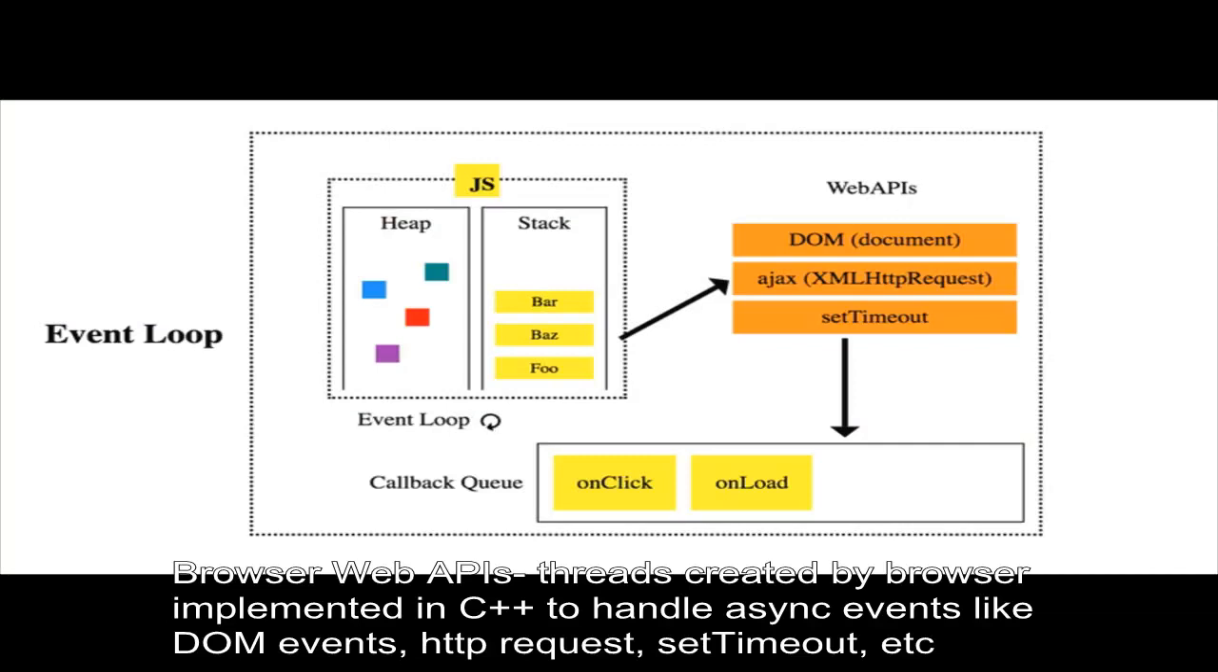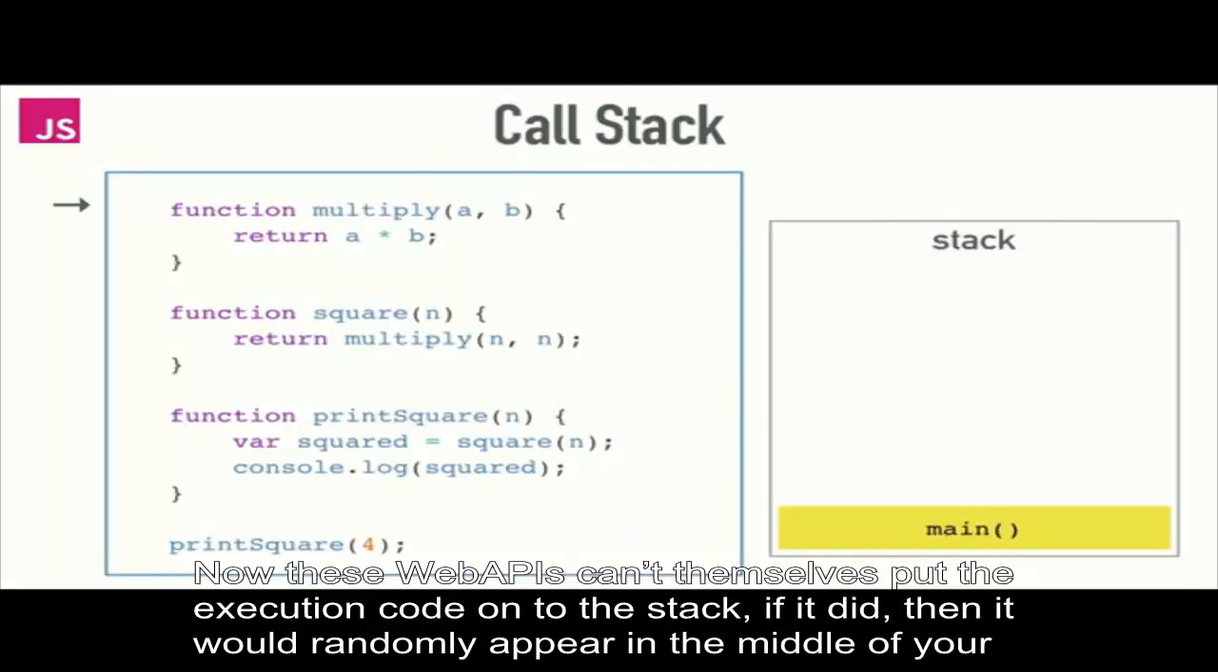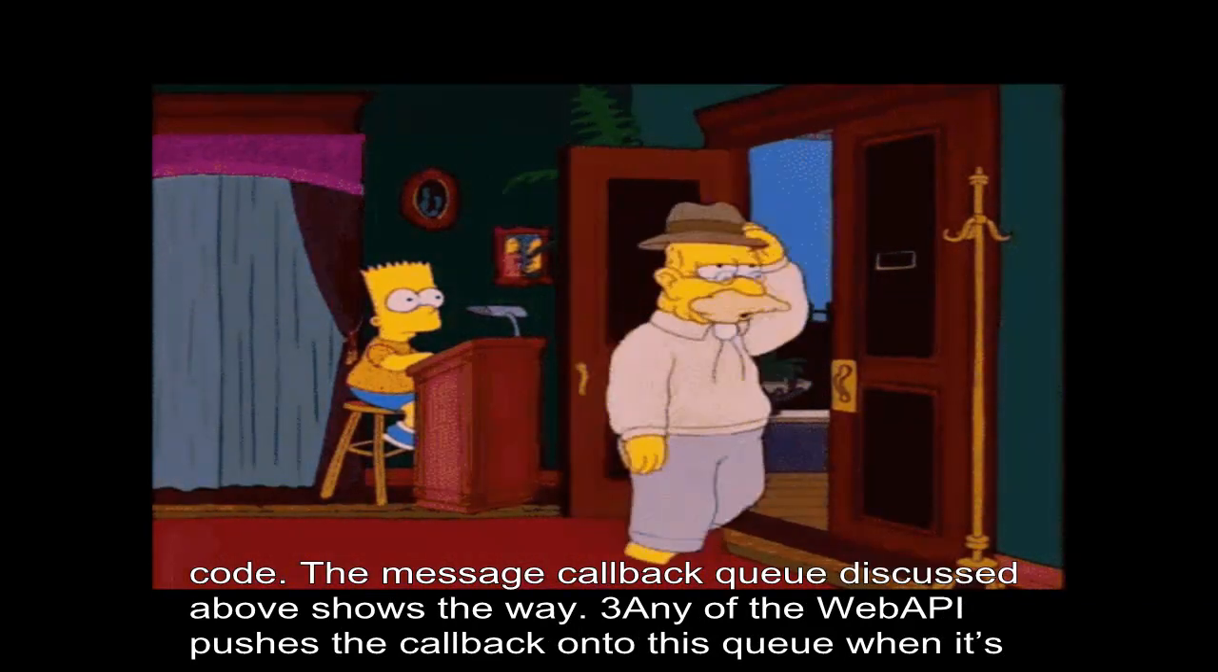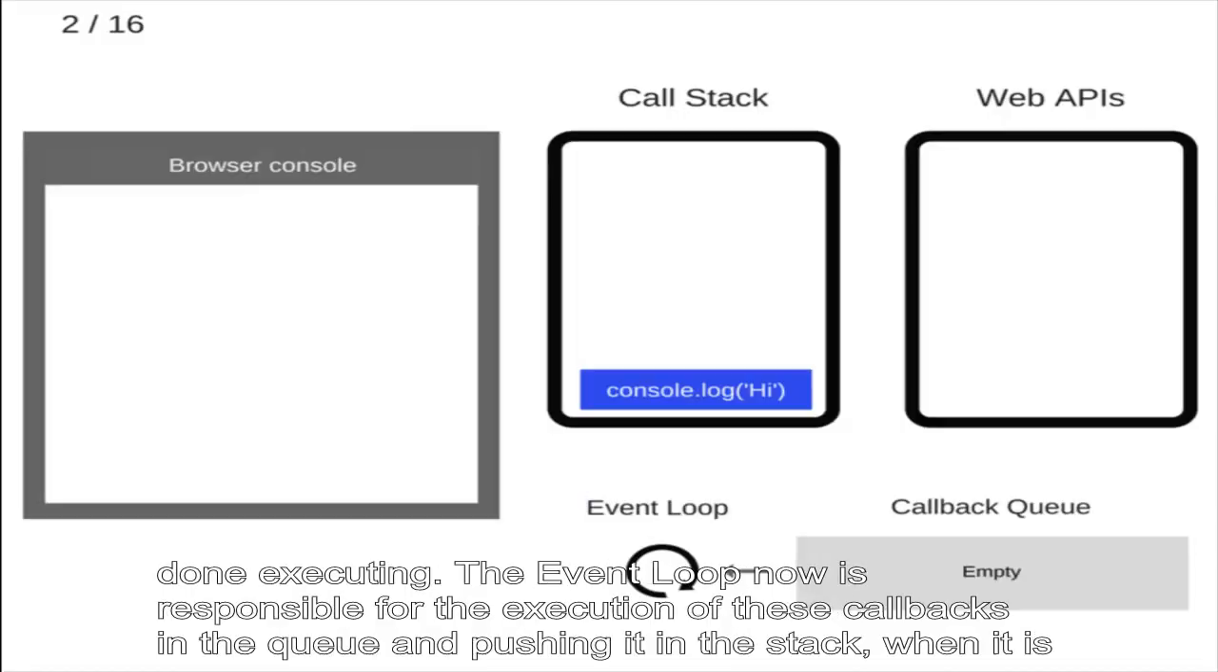Browser web APIs are threads created by the browser, implemented in C++, to handle async events like DOM events, HTTP requests, setTimeout, etc. Now these web APIs can't themselves put the execution code onto the stack. If they did, it would randomly appear in the middle of your code. The message callback queue discussed above shows the way. Any of the web APIs pushes the callback onto this queue when it's done executing.